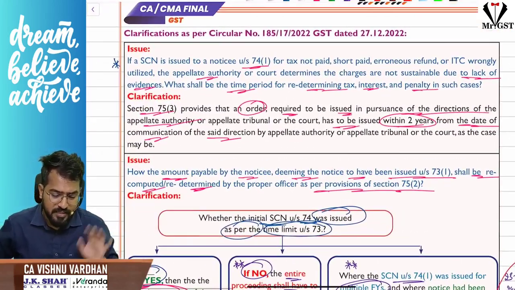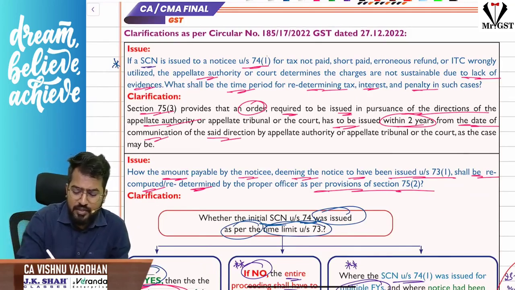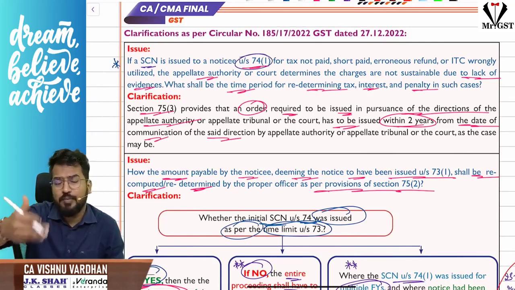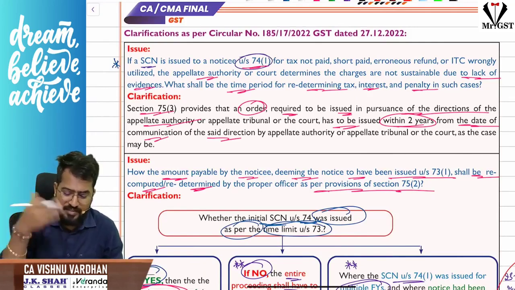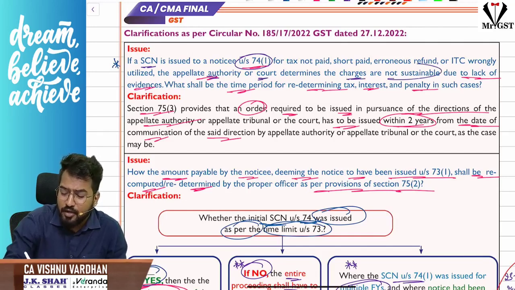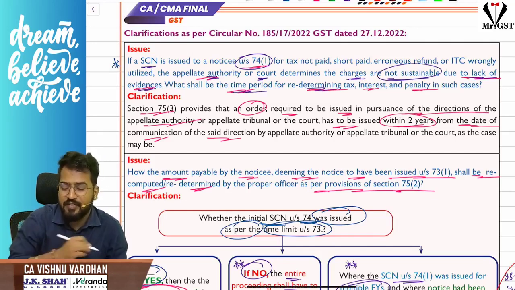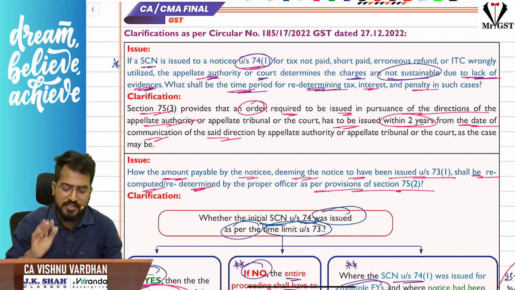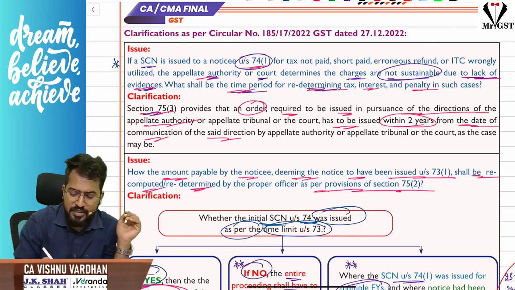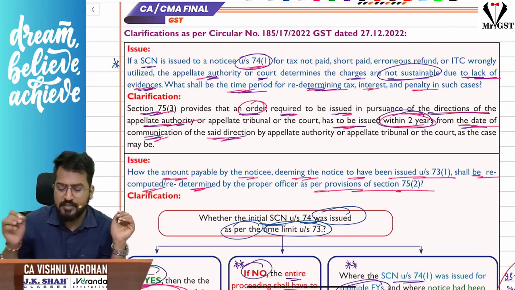Now there are some circulars here. Look at this. Sir, important one, first one. If a show cause notice is issued under section 74 for the tax not paid, short paid, or erroneous refund, or wrongly availed ITC, and the appellate authority or court determines that charges are not sustainable due to lack of evidence, then what shall be the time period for redetermining the tax, interest, penalty, all that? Understand, section 75 subsection 3 provides that an order required to be issued in pursuance of the directions of the appellate authority has to be issued within 2 years from the date of communication of the said direction.